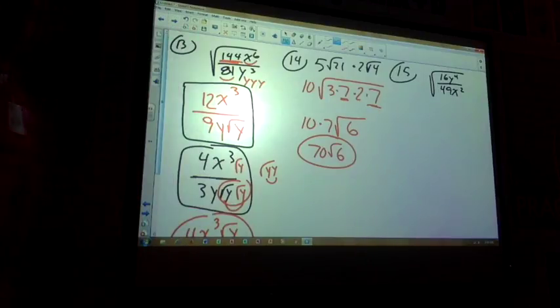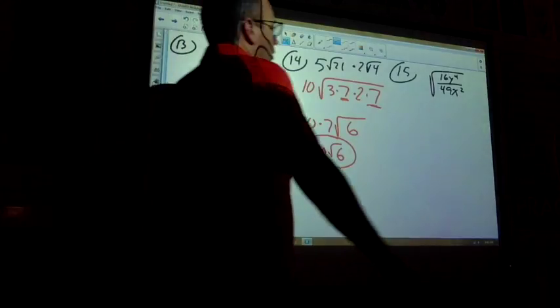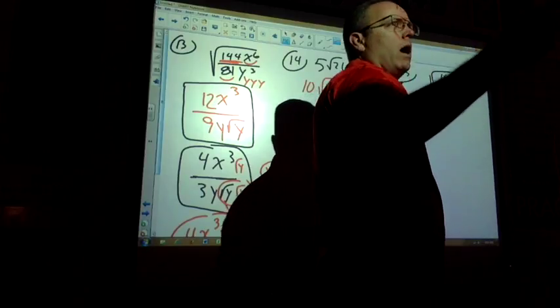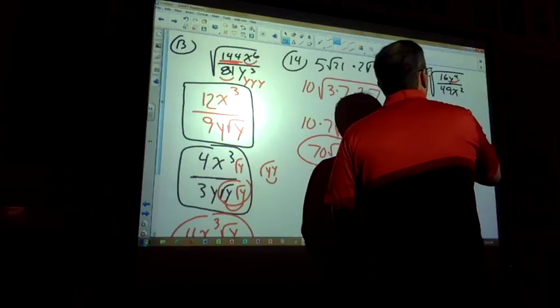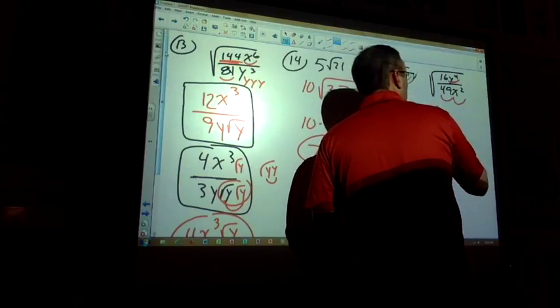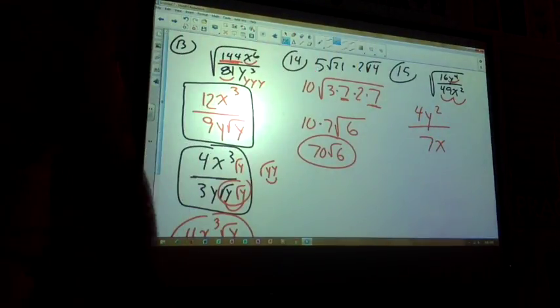But can't you break 6 down? No, because 6 doesn't have a perfect square as part of it. Square root of 16 is 4. Is this a perfect square? Yes. So what's outside then? Y squared. Good. Is this a perfect square? Yes, 7. Is this a perfect square? Yes, X. Done.